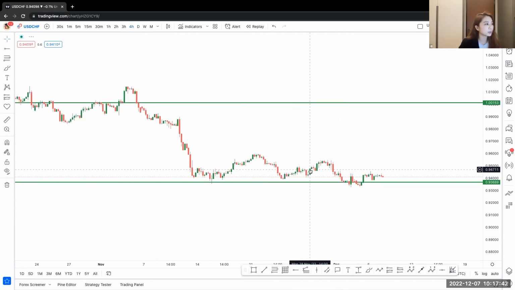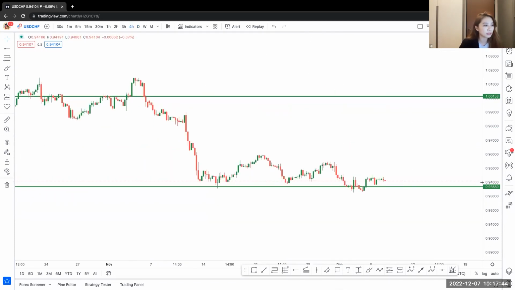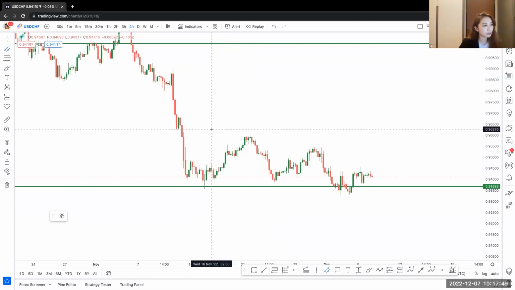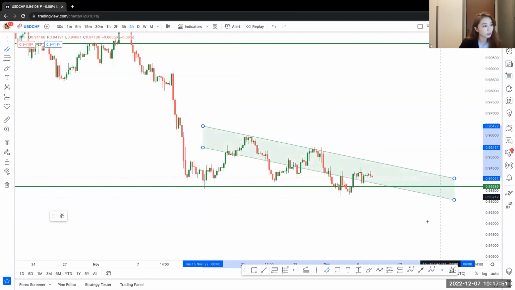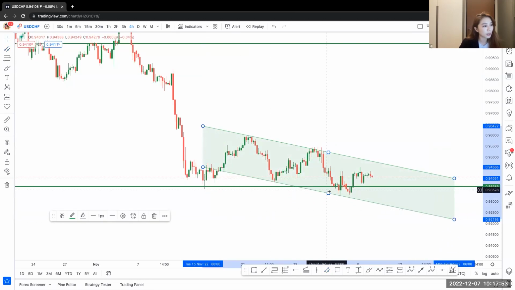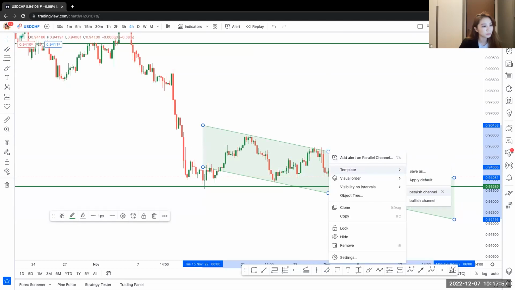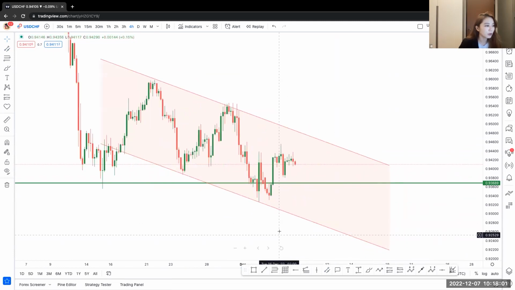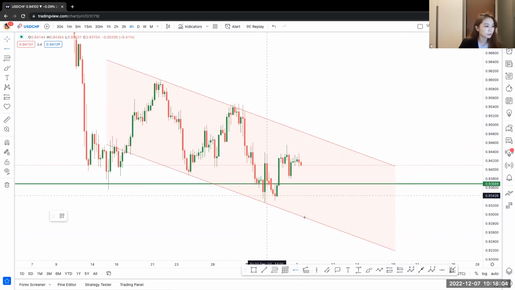However, if you take a closer look at the H4, you can see that it's moving down slightly. We are looking at a potential channel, I believe. Let's try out. Yeah, we are looking at a downward moving channel, a bearish channel in this case. However, I would say that currently price is right smack in the middle of the channel.